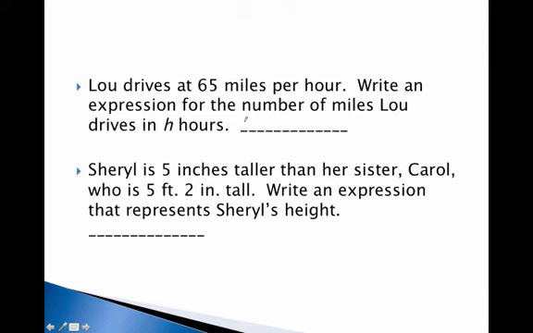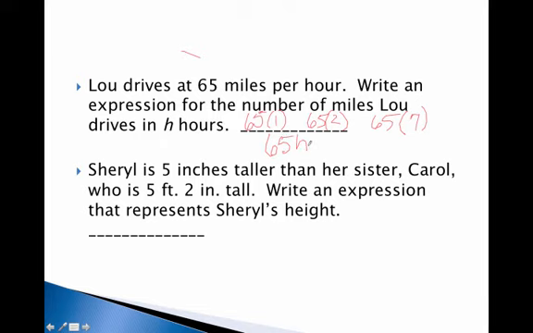He drives 65 miles per hour. So every time he drives an hour, let's replace hour with a 1. Well, he would drive 65 times 1, or he drives 65 times 2, or maybe he drives 7 hours, but every time it's 65 miles an hour. So that 7 or that 2 or that 1 is the h. So an expression that represents any number of hours, any changing number, would be 65h.